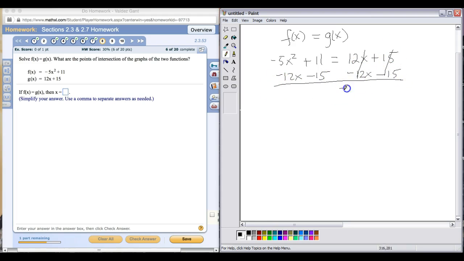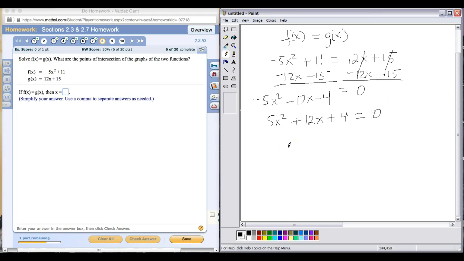Of course, these cancel to 0. And here, these are two unlike terms, so we'll just go ahead and write those out. And then 11 minus 15 is going to be negative 4. Okay. Now to make life a little bit more simple for us, we'll go ahead and multiply both sides by negative 1 to get rid of all these negatives here. And so now we're at this point.